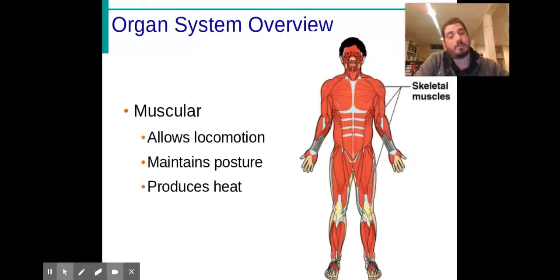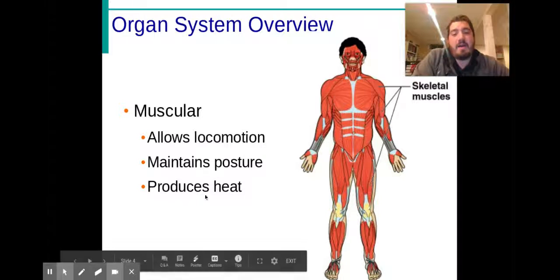And obviously the next one we'll talk about is our muscular system, because they work so closely together for protection and movement. Our muscular system allows locomotion, which is movement, and helps us maintain posture. If our muscles went completely dead, we would not be able to sit up or stand up or even lie down. We would go totally limp. And they do produce heat, which is really important. It keeps us warm and helps us maintain homeostasis.